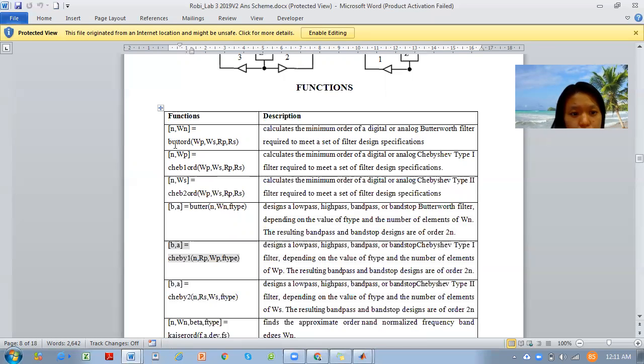So we see BUTTORD. BUTT means Butterworth, ORD means order, required by the frequency filter design specification. So we have N and WN. N means our order, and WN is our omega.